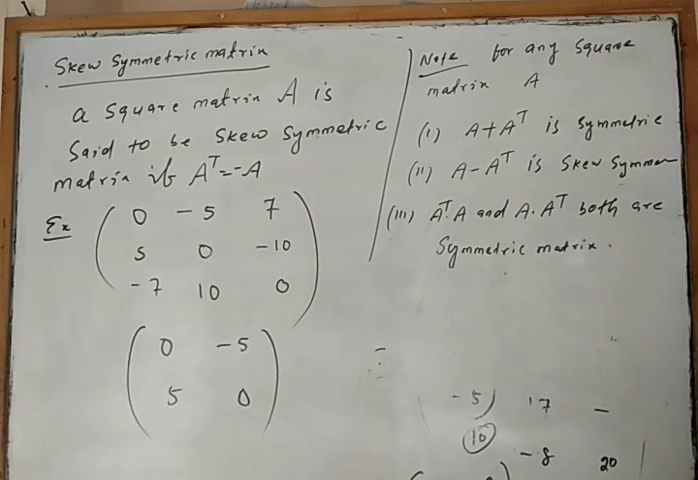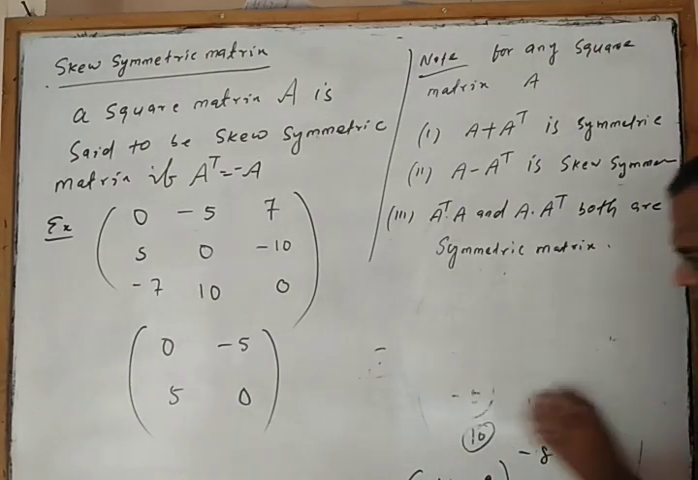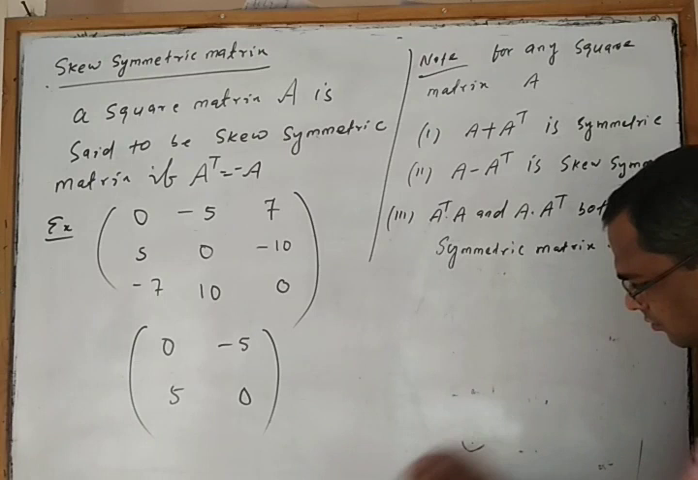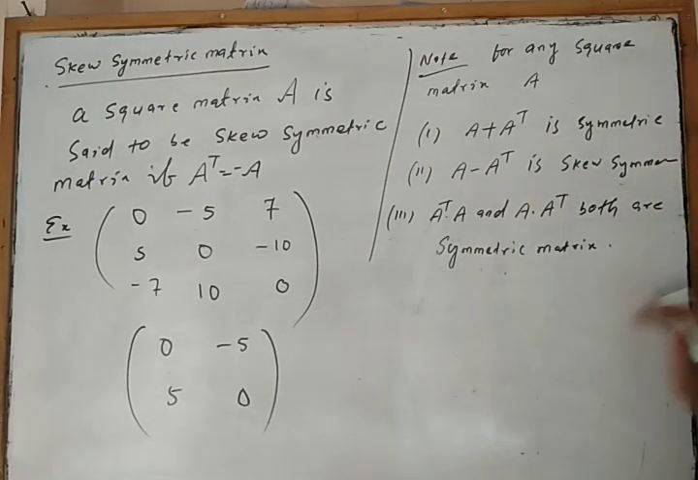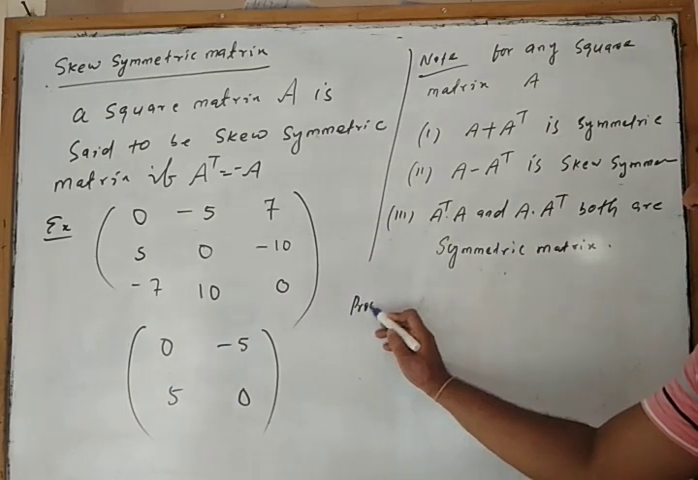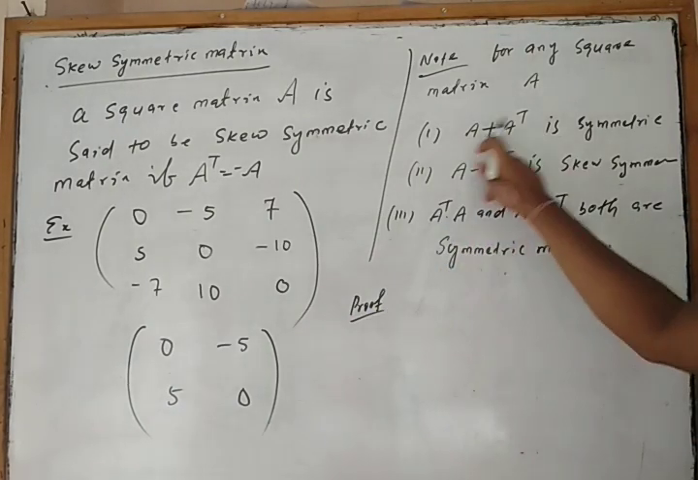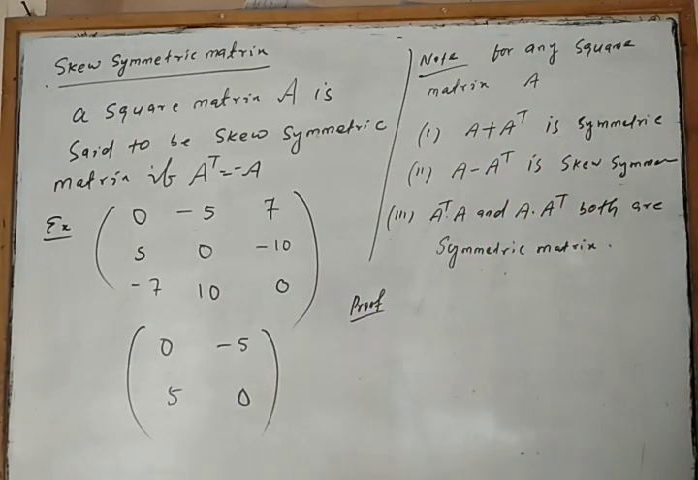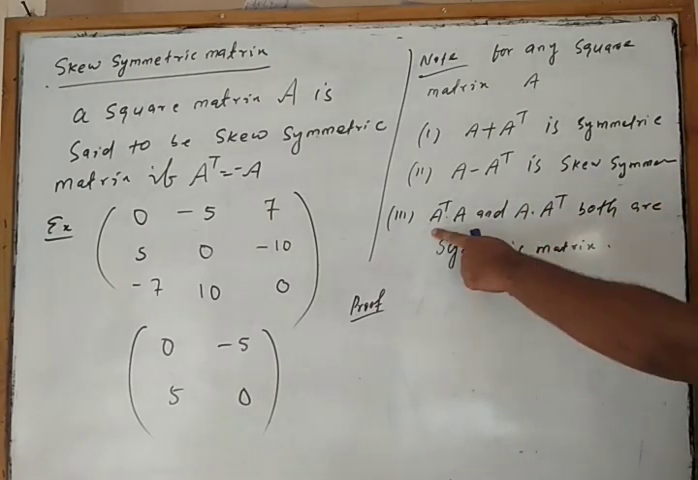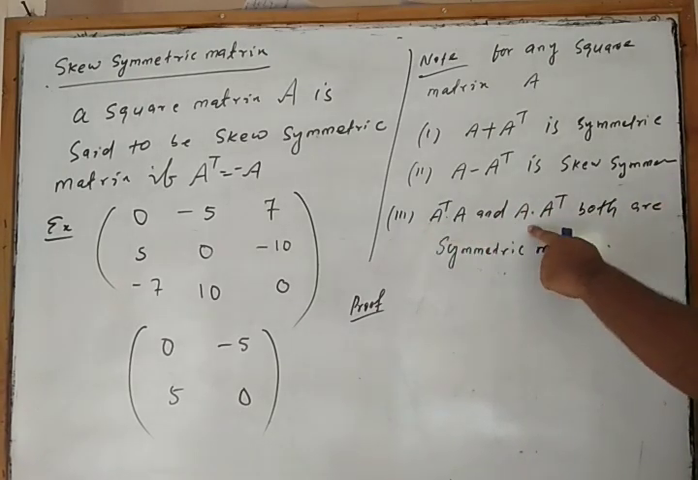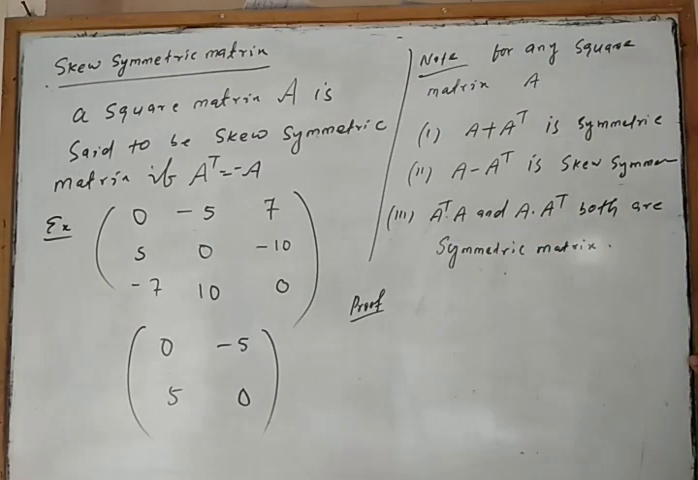Okay. Next, we will prove this. Why? A plus A transpose is a symmetric matrix. A minus A transpose is a skew symmetric matrix. A transpose into A and A into A transpose, both are symmetric matrices.